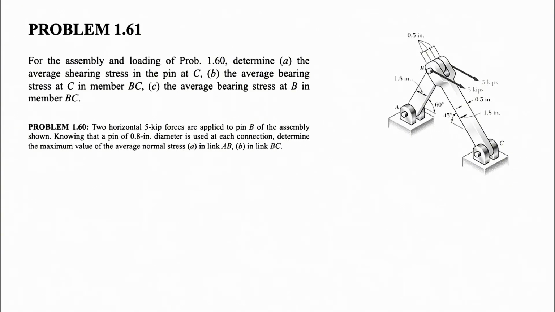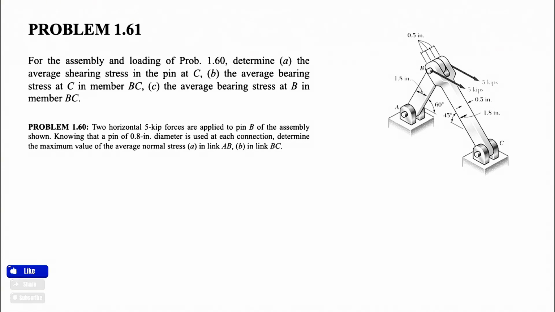Alright guys, let's see how we can solve question 61 from the first chapter of Mechanics of Materials. This is going to be a follow-up question to the previous video. For the assembly and loading of the previous problem, we need to determine: A, the average shearing stress in the pin at point C; in the B part, the average bearing stress at C in member BC; and in the C part, the average bearing stress at B in member BC.